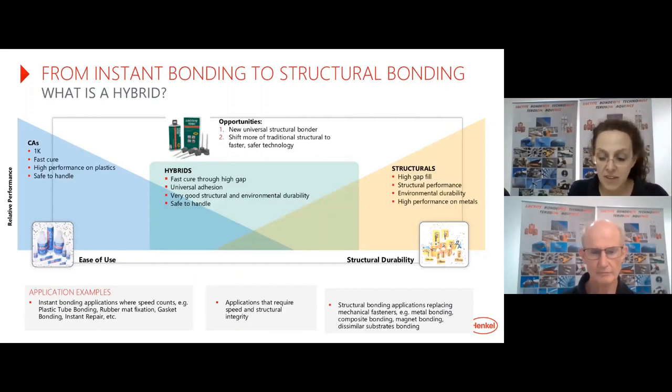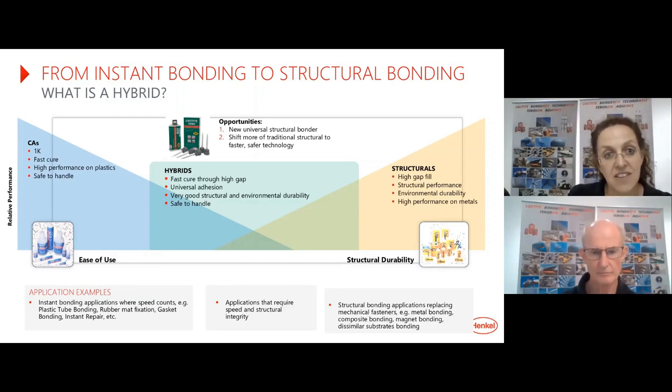And we just wanted to give you an idea of some new technologies that we're developing at Henkel. So we've got hybrid adhesives, and these are really a combination between a structural adhesive and instant adhesives. Now, each of these technologies has its own advantages. Structural adhesives give you a very durable bond, whereas an instant adhesive or a cyanoacrylate gives you a very fast bond but is not so durable. And a hybrid is really the best of both of these worlds. So it's a very fast fixture time with a very durable bond.